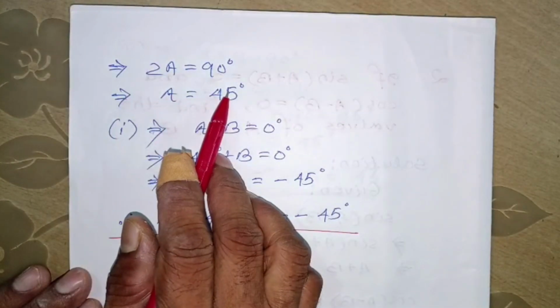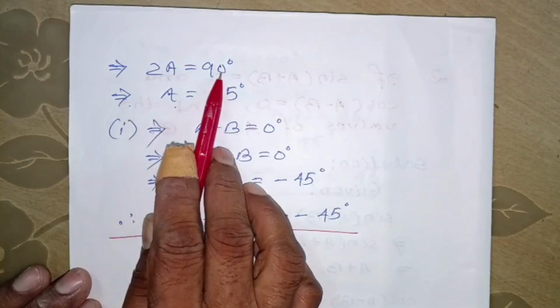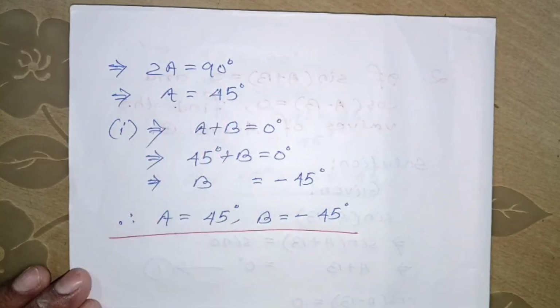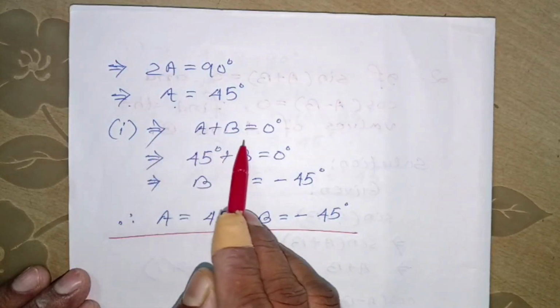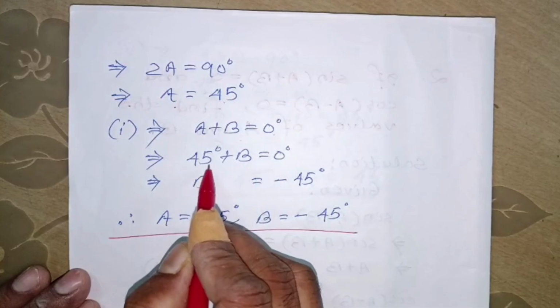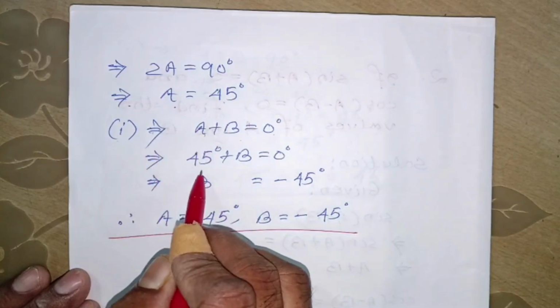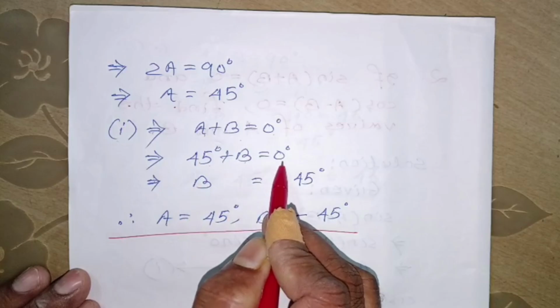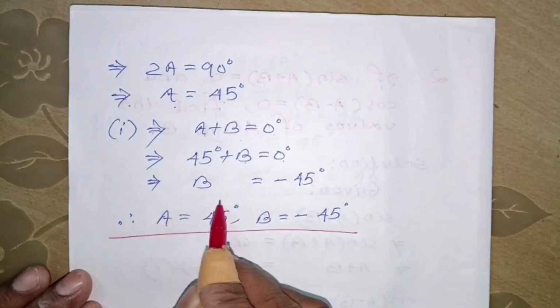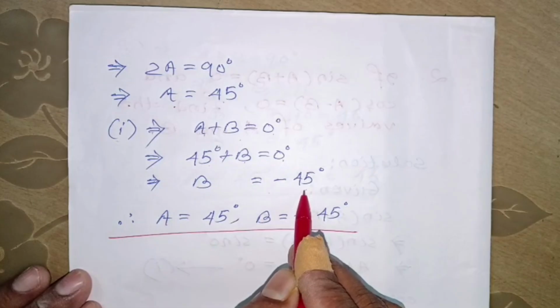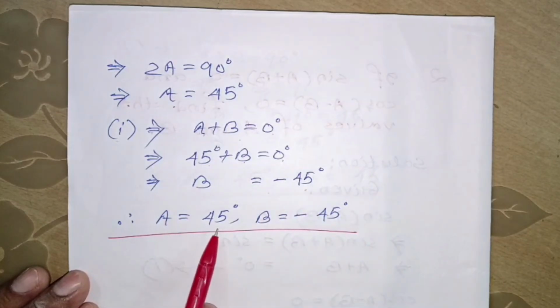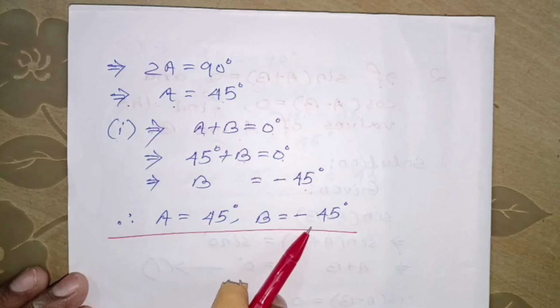Implies 2a = 90 degree. Implies a = 90 degree divided by 2, that means 45 degree. Now equation 1 implies a + b = 0 degree. Substituting the value of a in equation 1, we get 45 degree + b = 0 degree. Implies b = -45 degree. Therefore, the value of a is 45 degree and the value of b is -45 degree.